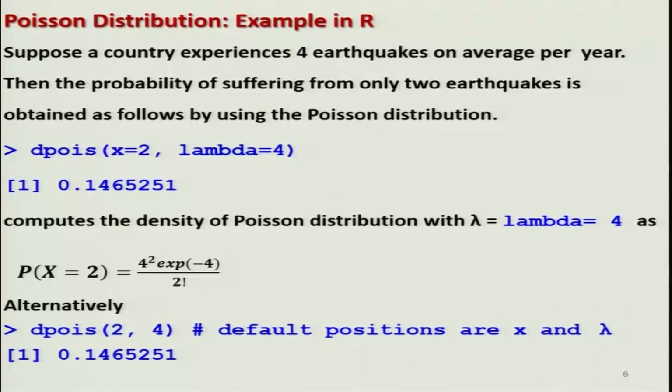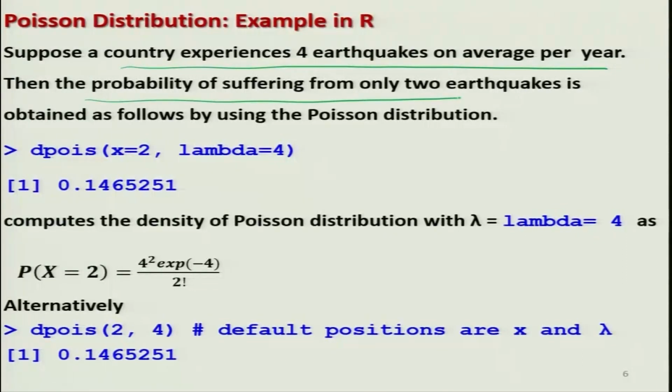Right now, I try to do the same example which I did in the last lecture, but there I obtained those probabilities using the theoretical concept. The first example that we did was: suppose a country experienced 4 earthquakes on average per year, then the probability of suffering from only 2 earthquakes is obtained by the Poisson distribution, and we obtained the probability that x equal to 2 by this function. Now, I try to obtain the same value using the R command.